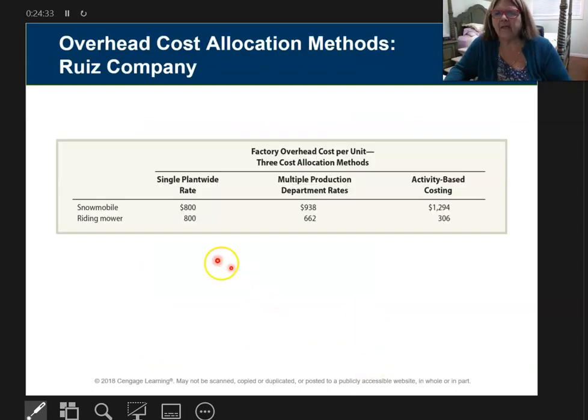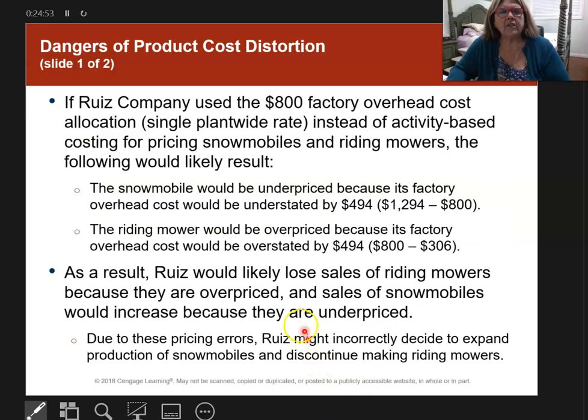Let's compare it. Here's where we were before: single rate, multiple productions, and activity base. The problem is, obviously this one is easy, but it's not as accurate as this one right here. And so, product cost distortion. I don't test on this, guys, but I want you to take a chance to read over this to understand product cost distortion. And that's the end of the video for activity-based costing.